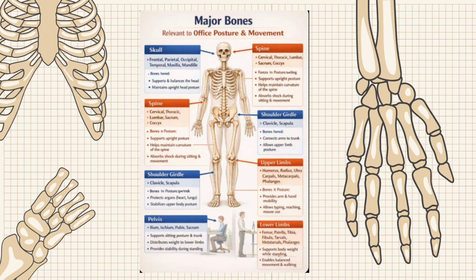Lower limbs. Bones involved: femur or thigh bone, patella, tibia, fibula, tarsals, metatarsals, phalanges. Role in posture: they support your body weight when you stand and allow for balanced movement and walking.